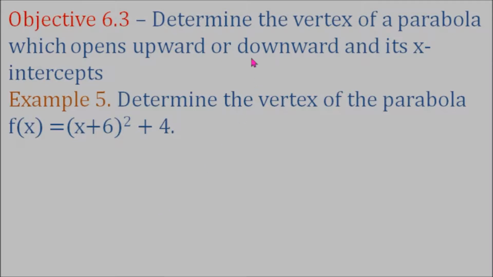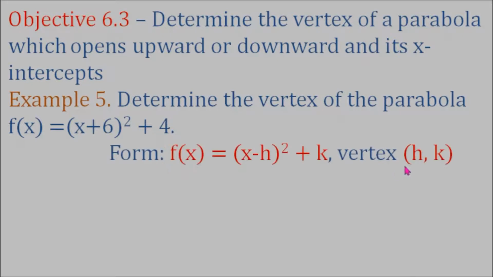Objective number 3. Determine the vertex of a parabola which opens upward or downward and its x-intercepts. Example number 5. Determine the vertex of the parabola f of x equals the quantity x plus 6 squared plus 4. Our equation is already in standard form. Our vertex here is (h, k). So therefore, our vertex here is negative 6, positive 4. So notice here that if we have plus 6, our x-coordinate is negative 6. And outside the parentheses, it's plus 4, it's still positive 4.